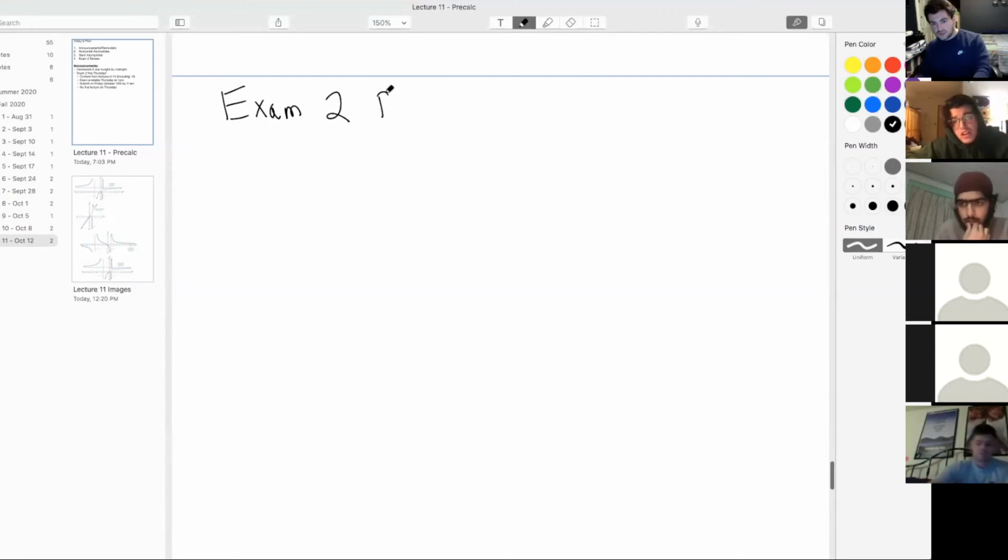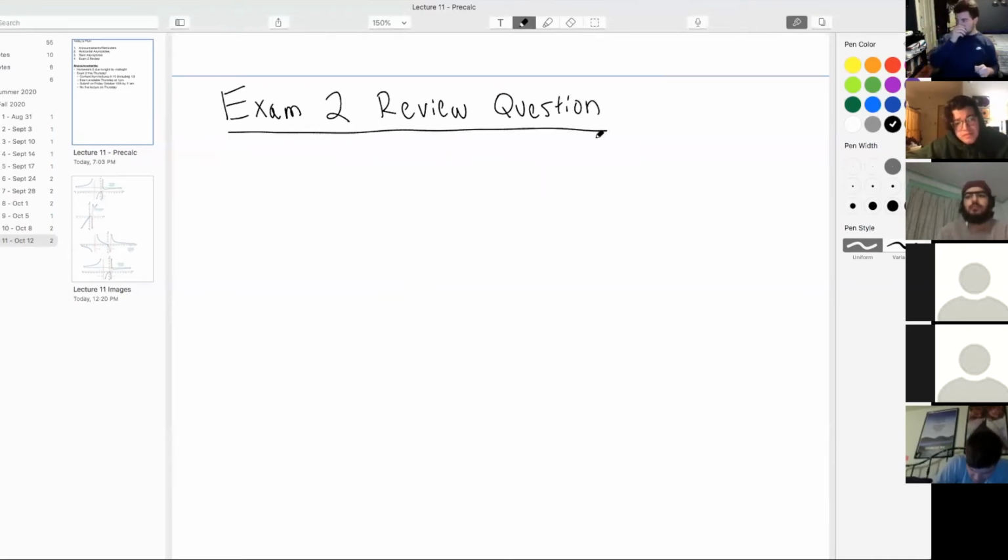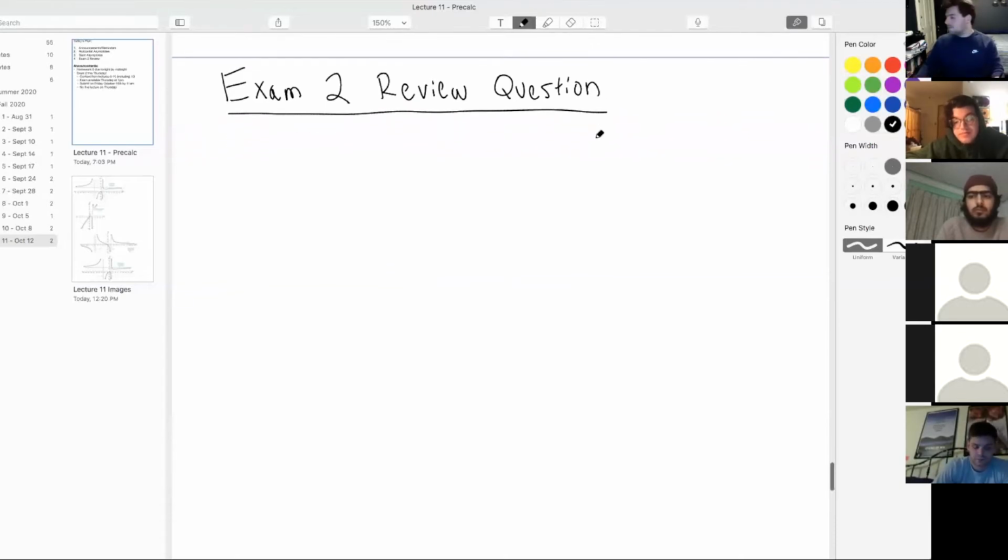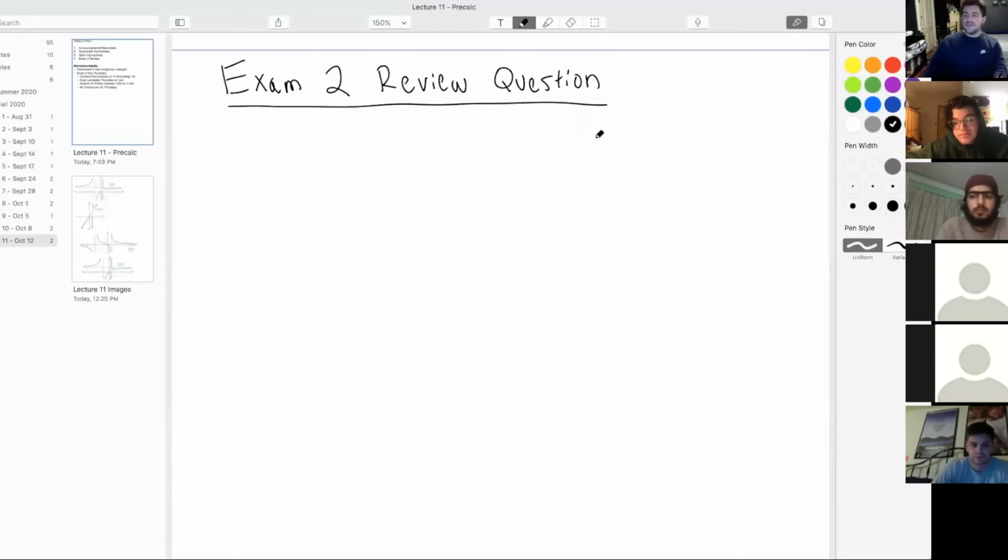Okay, exam 2 review question. Right, so what this question will be, it's going to be to find the domain of a composite function. All right, so this is something that a lot of people had some issues on homework 5, I believe it was. Okay, so I just wanted to maybe go through it again and try and reinforce what's going on.